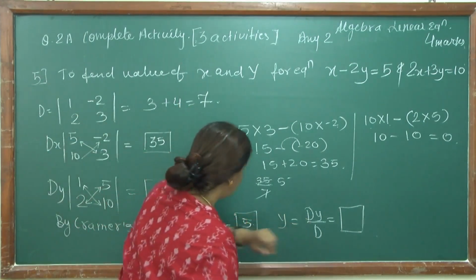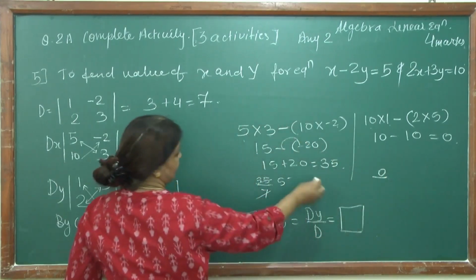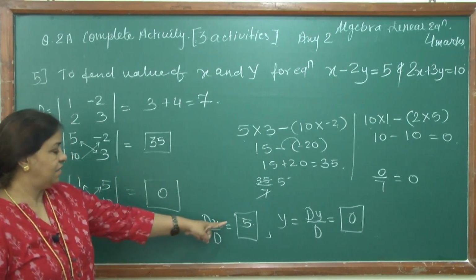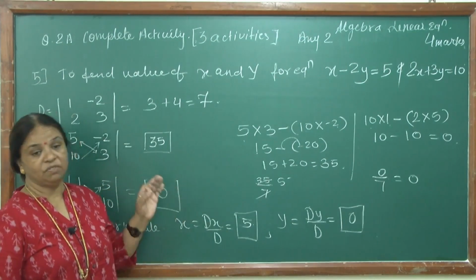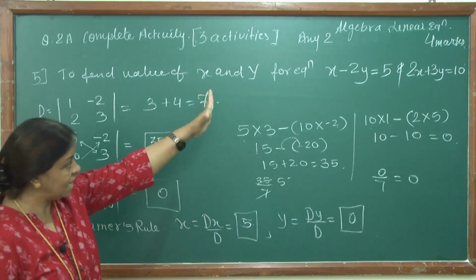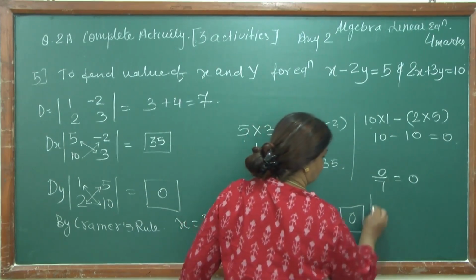And Dy upon D. Dy is 0. So 0 upon D is 7, which is equal to 0. So value of x is 5 and value of y is 0. Children, we want to check our answer is correct or not. Place the value of x and y in any one of the equations. Let me take this equation for checking.